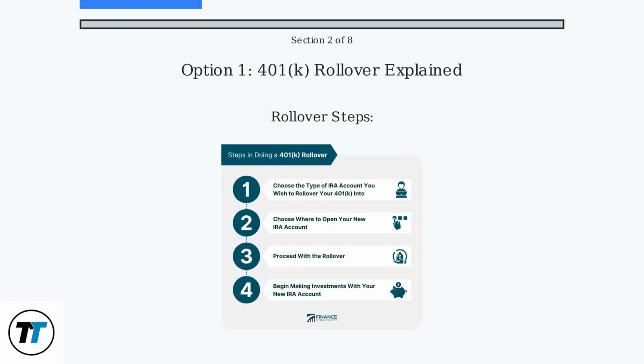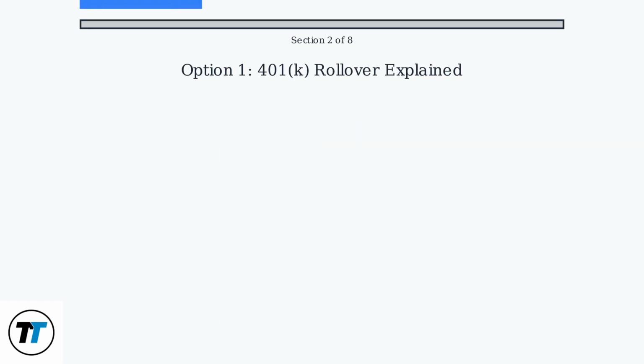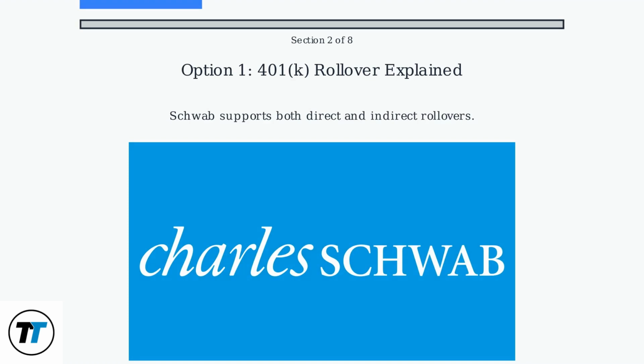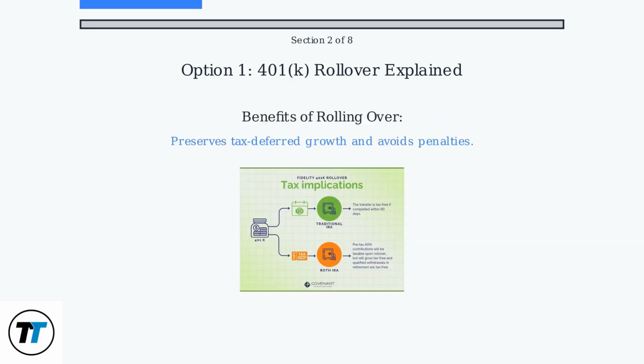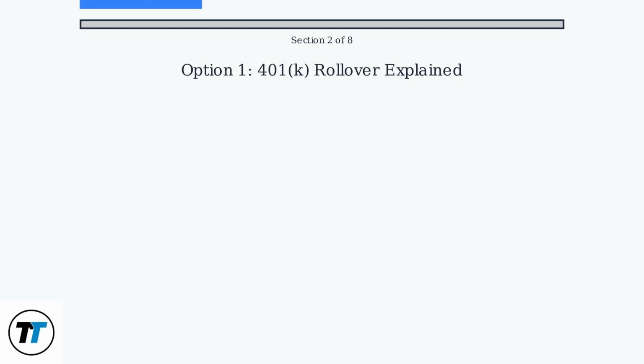The rollover process involves choosing your new IRA account, opening it, proceeding with the transfer, and beginning investments. Schwab supports both direct and indirect rollovers. Rolling over preserves tax-deferred growth and avoids penalties.